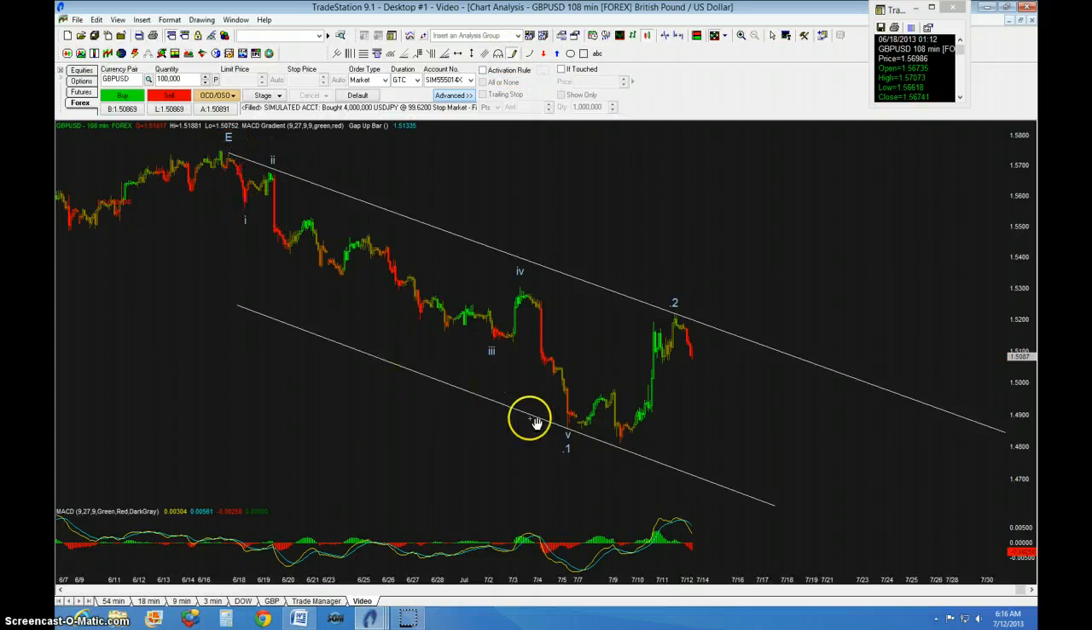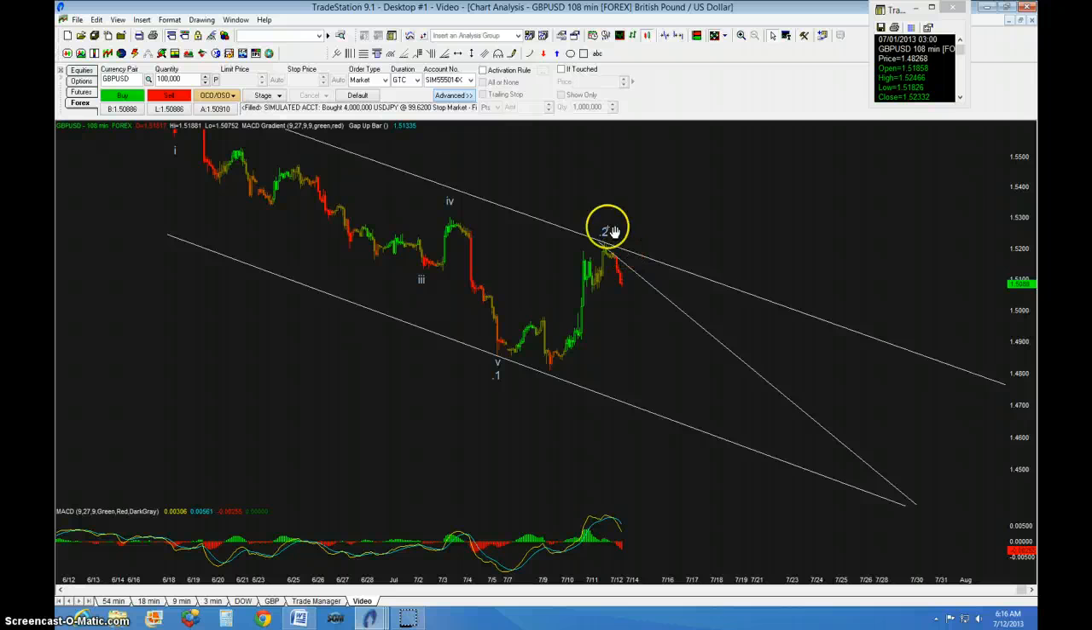So if this is my primary angle right there, the next one should be steeper than that. It'll just go more in the straight down direction.